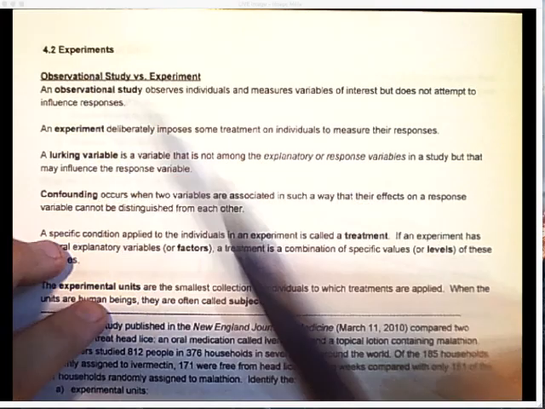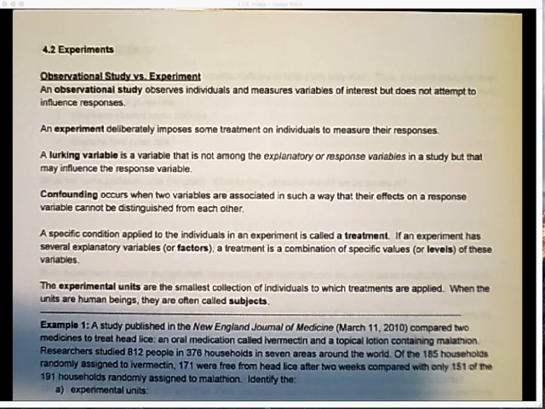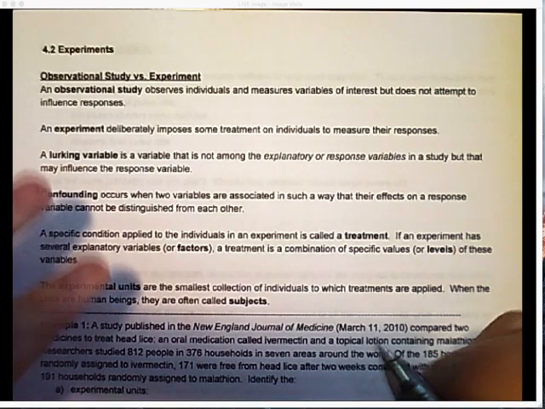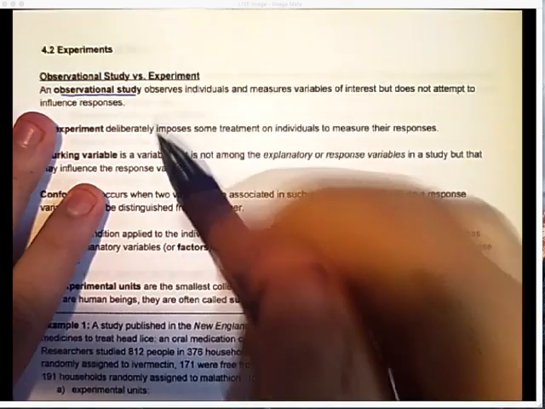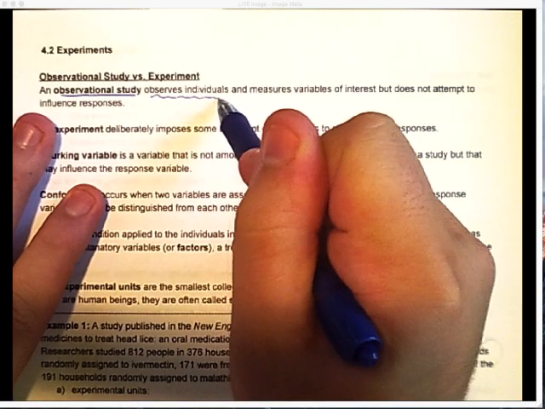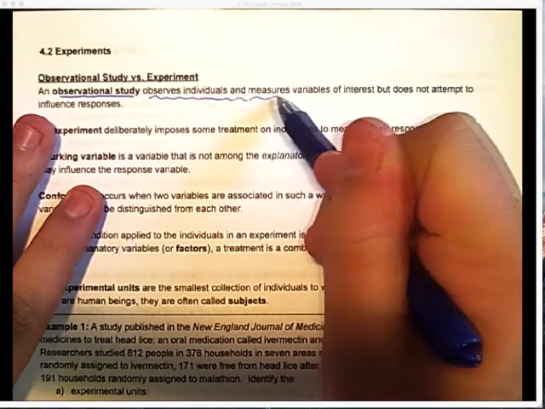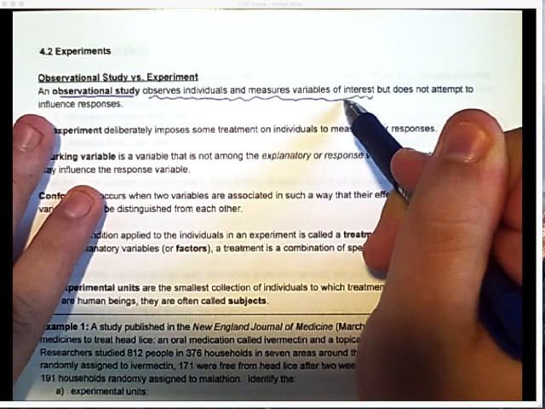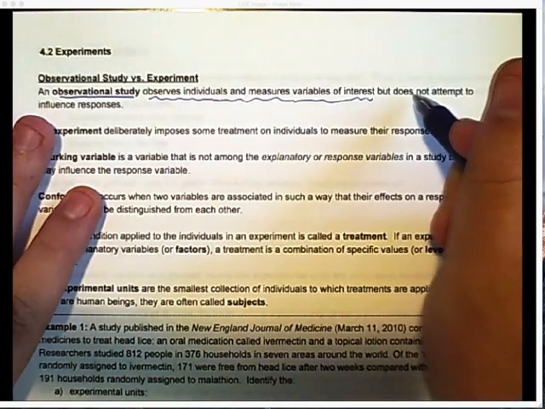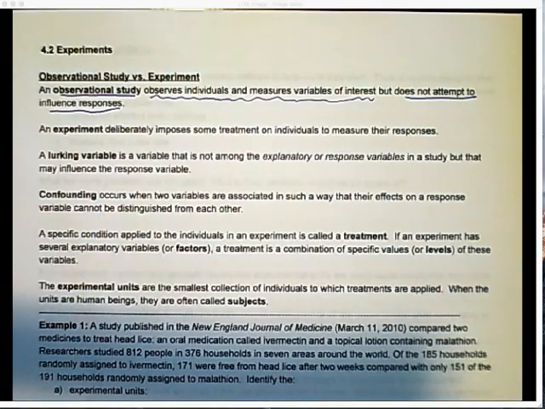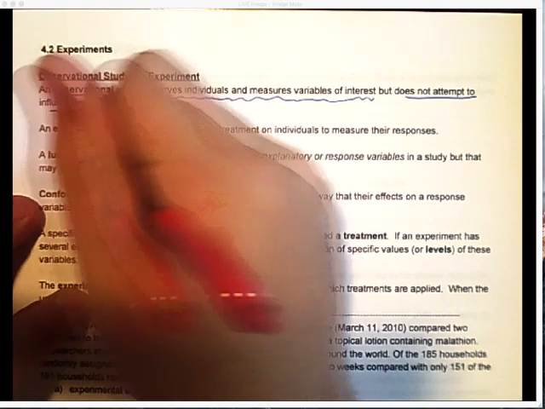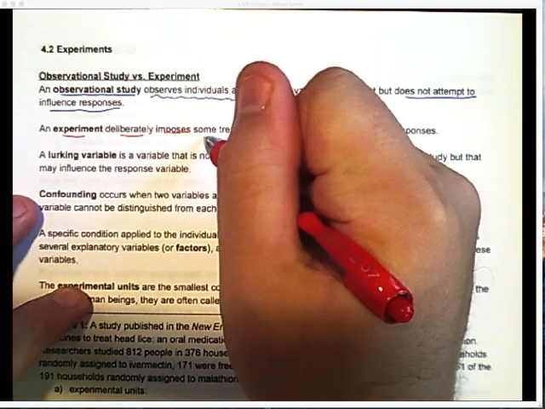4.2 Experiments. Some vocabulary in this section: an observational study versus an experiment. With an observational study, we just observe individuals and measure any variables of interest. But the important thing is we do not attempt to influence any response. So we're just watching people. Whereas if we do an experiment, we deliberately impose some treatment.